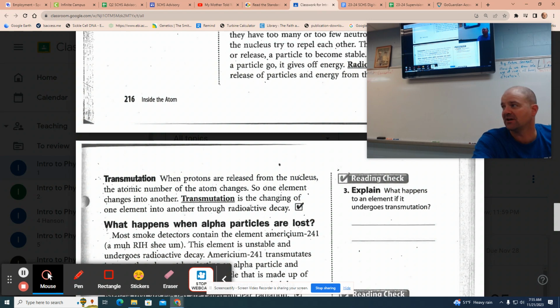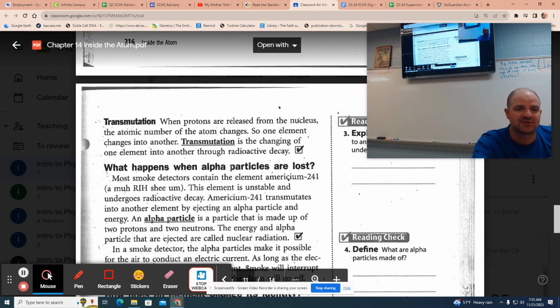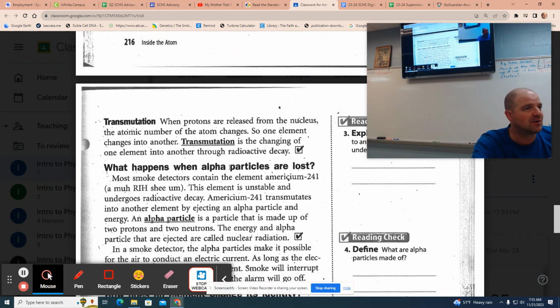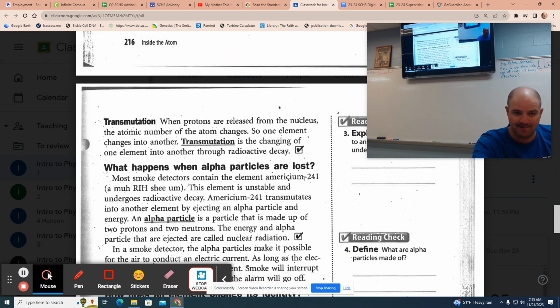Now, there's a couple of types of decay that we're going to talk about. Okay? Alpha particles are lost. I think yesterday we mentioned alpha particles in the reading, right? So we're going to learn a little bit more about that. Smoke detectors contain the element americium.